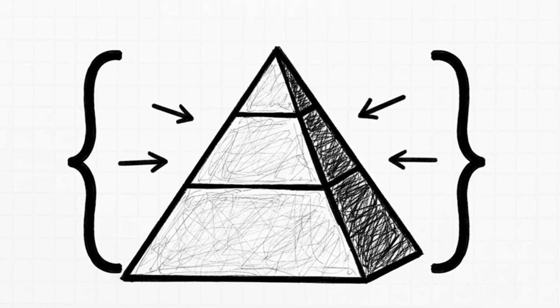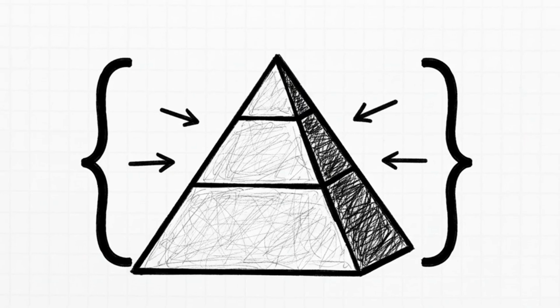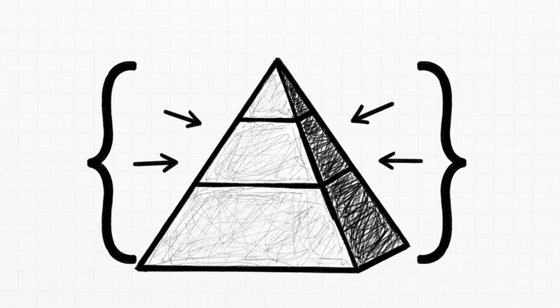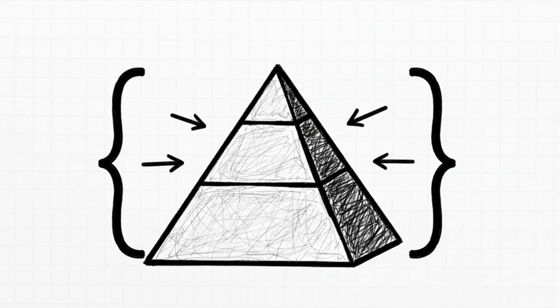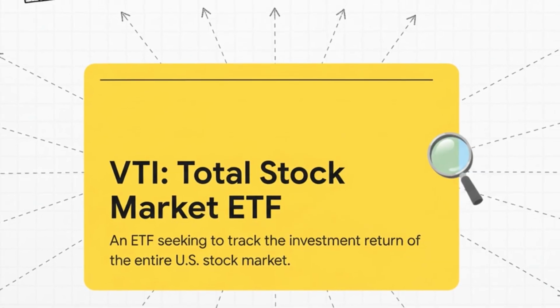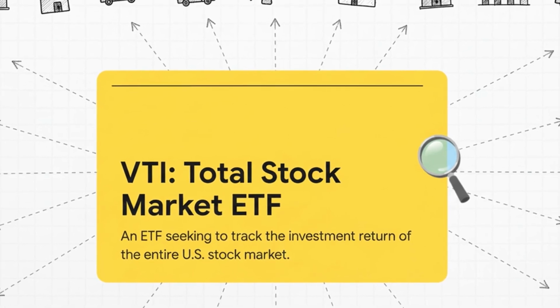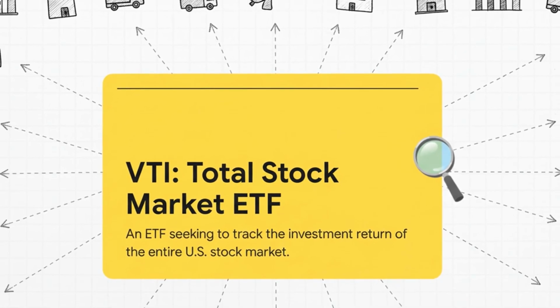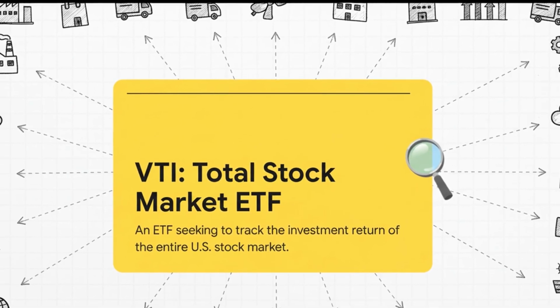Now VTI, that's a whole different story. It doesn't just buy the top, it buys the entire pyramid. The top, the middle, that big base at the bottom, it's got the big guys, the medium guys, and all the small guys. I mean, with VTI, you're literally buying a tiny piece of almost every single public company in America. It is the whole shebang. It's pretty much the definition of maximum US market diversification, all wrapped up in one fund.